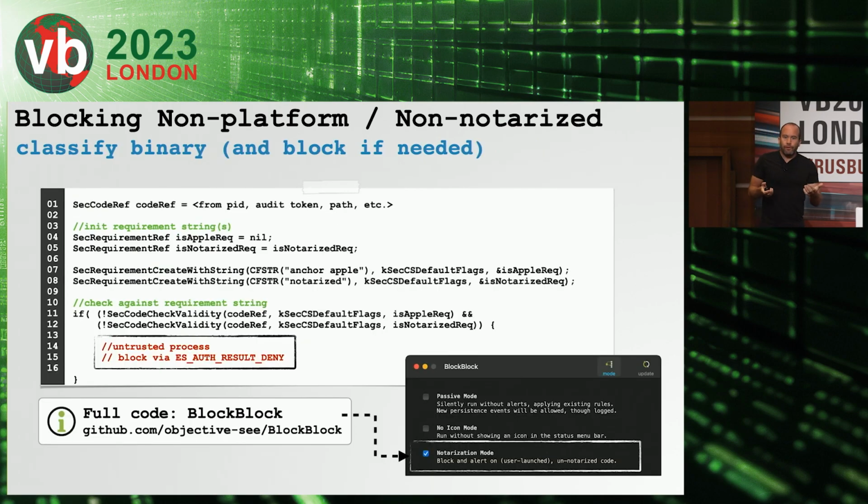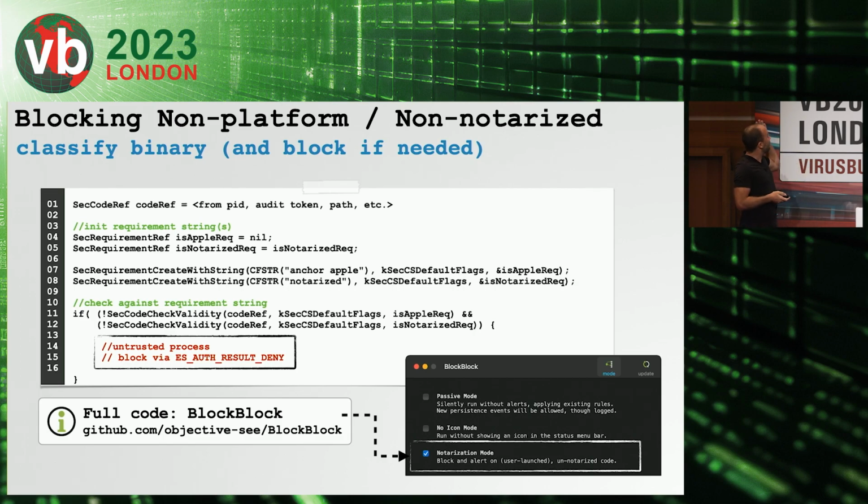So what we can do, for example, is when we get this process authorization request from the operating system, we can examine the binary and see what it's up to. For example, is it notarized or not? It's pretty easy to check if a binary is notarized with various code signing APIs.